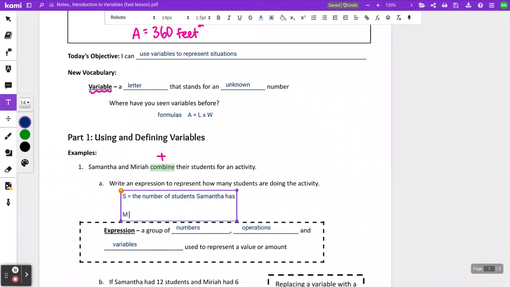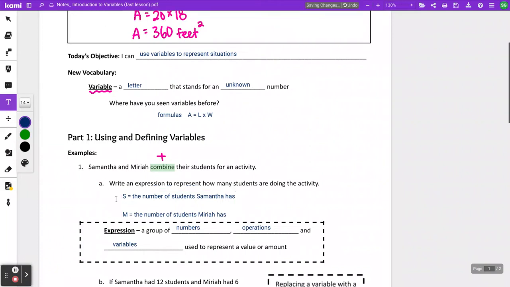That other variable I'm going to use is M. Now you can use any letter you want, but I like to use a letter that looks like what I'm talking about. So I'm going to use M because M is going to represent the number of students Mariah has. All you need here are two different letters. We need different letters because they represent different numbers or different amounts.